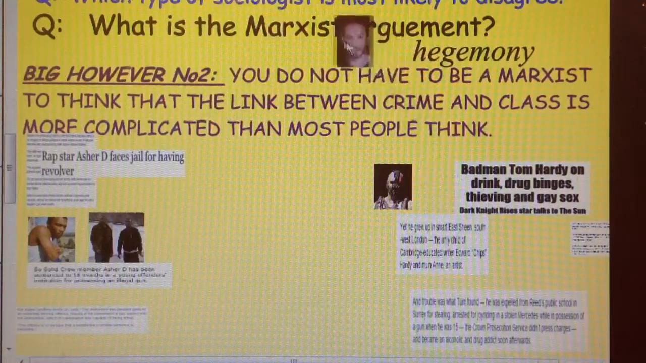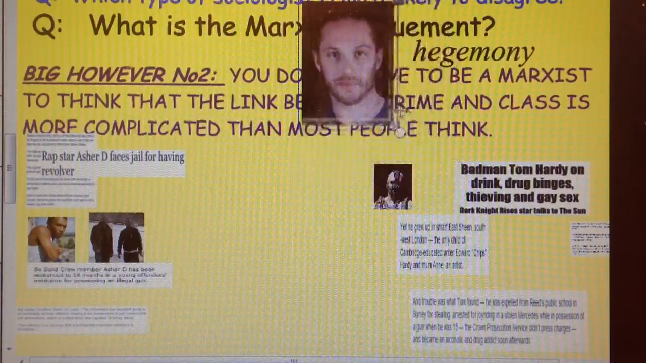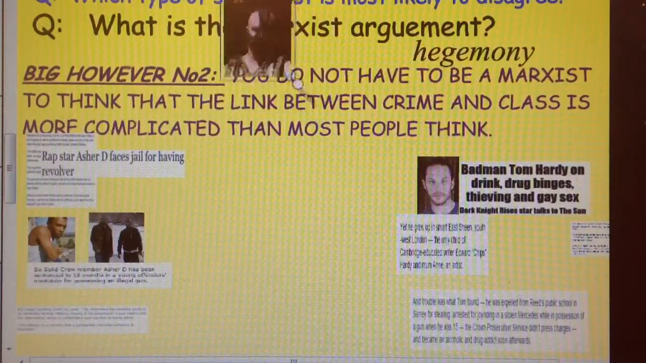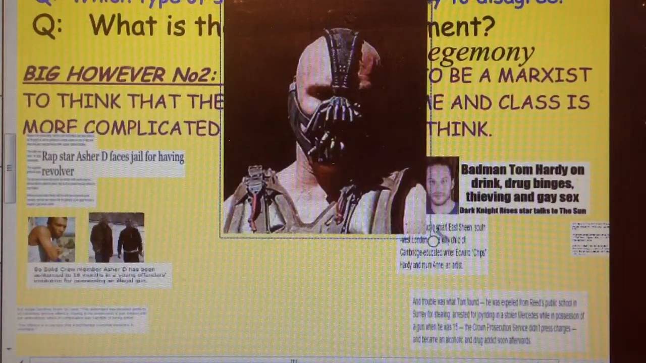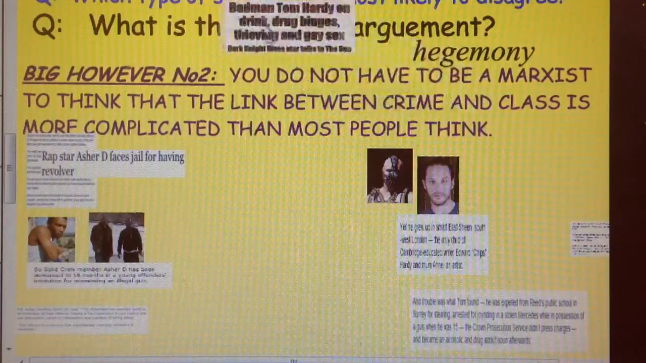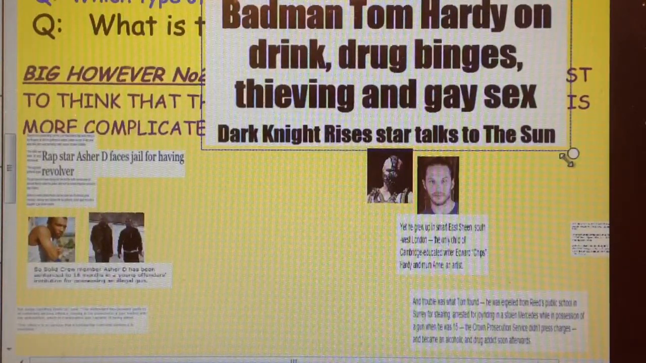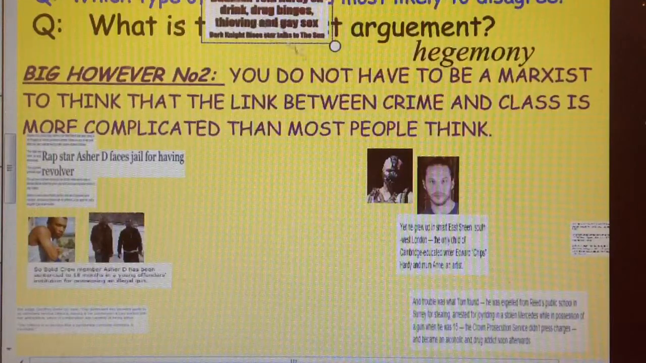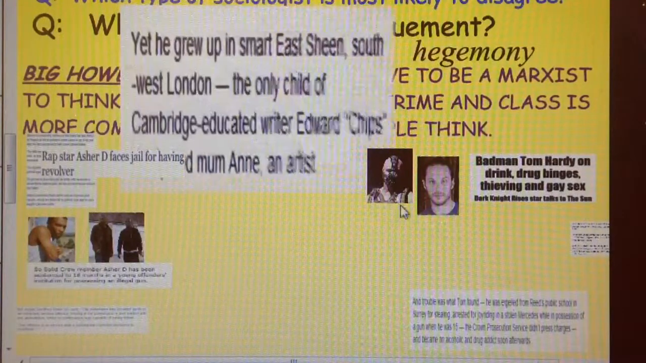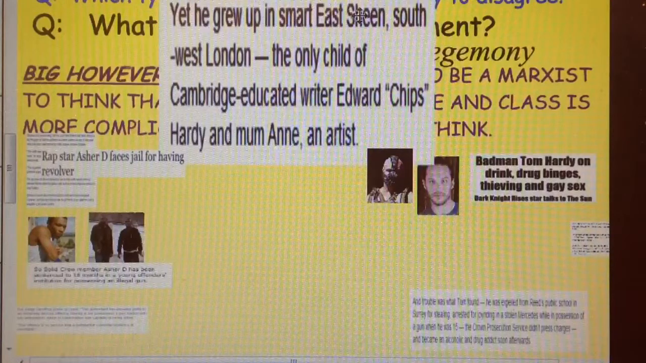Now, this is the actor Tom Hardy. In case you don't know him, he's the actor in that recent Batman movie playing the bad guy Bane. And here's an article about him from the paper, admitting that when he was a kid he was a bit of a lunatic. And one thing in particular caught my eye. A couple of things really. It starts off by saying he's posh. East Sheen is quite a posh bit of London.